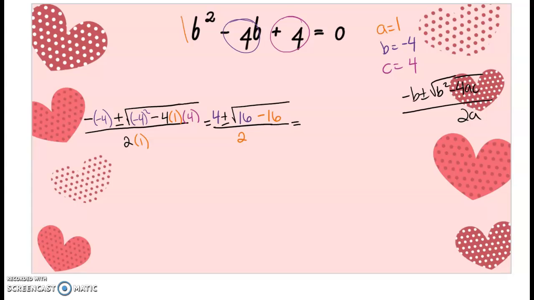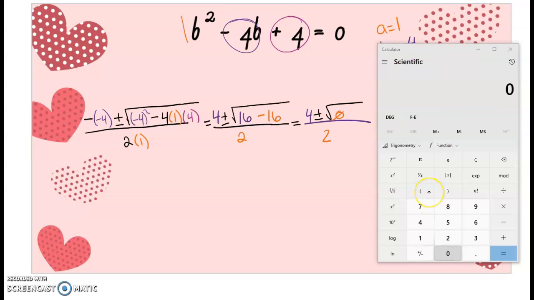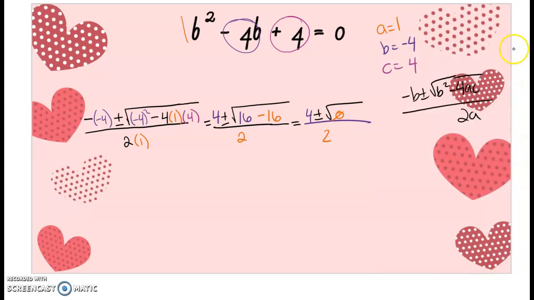So, what I'm going to do is I have 4 plus or minus the square root of 16 minus 16, which is 0. So let's see if that exists. If I take the square root of 0, I'm going to get 0. So essentially I have 4 plus or minus 0 over 2. Alright, so I essentially have 4 over 2. So my final answer is 2.